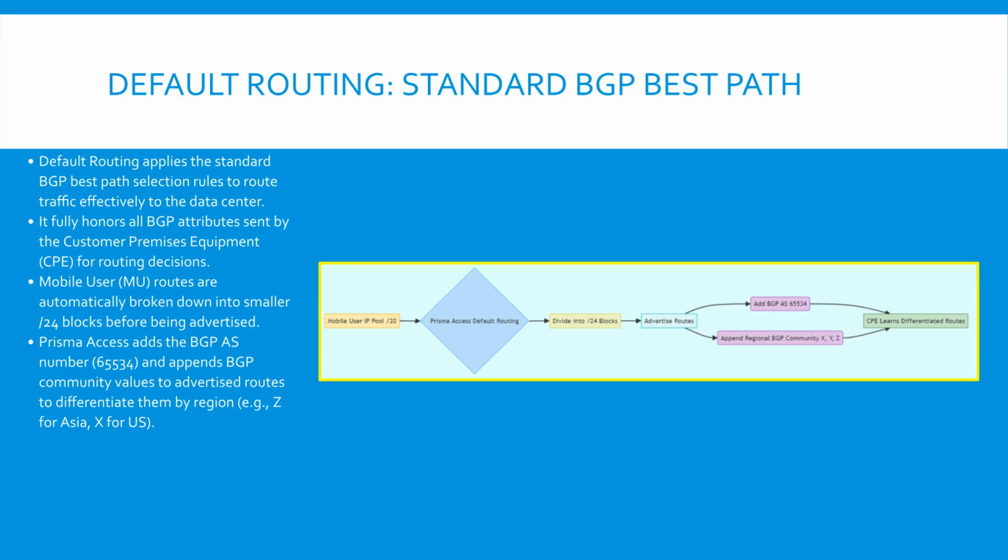It adds the standard BGP autonomous system number 65,534, Node E, and importantly, appends regional BGP community values, Node F. These community values allow the customer premises equipment, Node G, to understand the origin region of the routes, enabling more granular policy management across geographical areas despite using the same AS number. This ensures effective route differentiation in a global network.